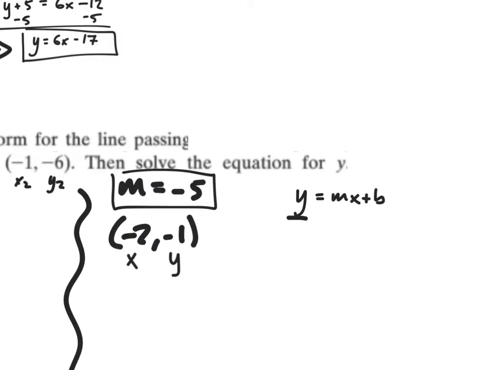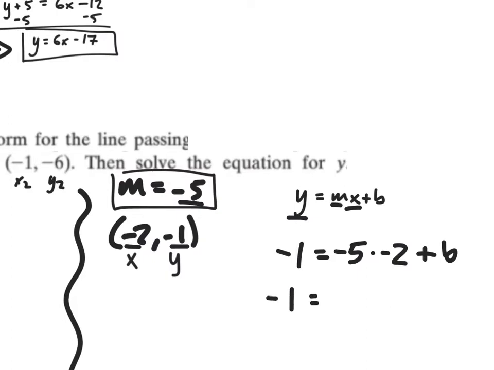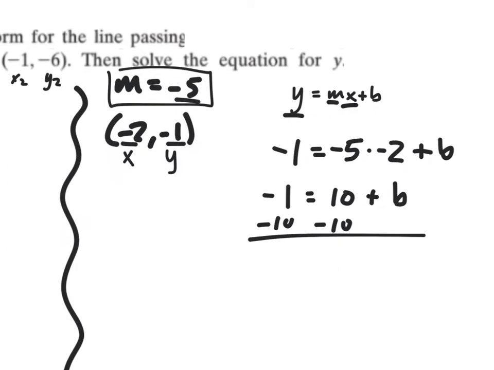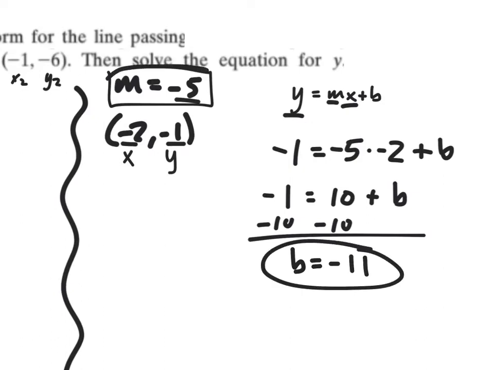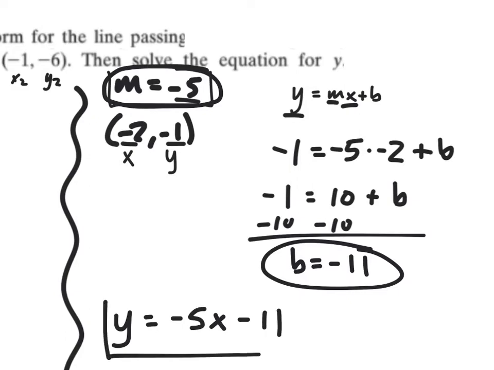I'm going to plug in for y, -1 is equal to m, which is -5, times x, which is -2, plus b. So watch what I get. I'm going to get -1 is equal to +10 plus b. And all I'm doing is solving this equation for b. Now I'm going to subtract 10 from both sides, and we get that b is equal to -11. So I have my y-intercept, I have my slope, and so I write my equation like this: y equals -5x minus 11. And that is my answer.